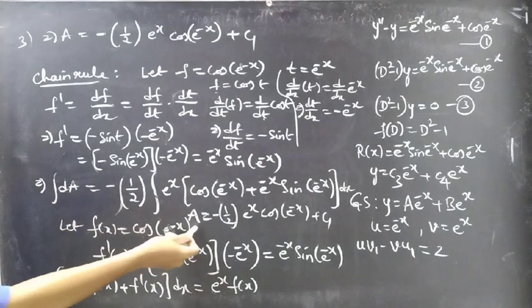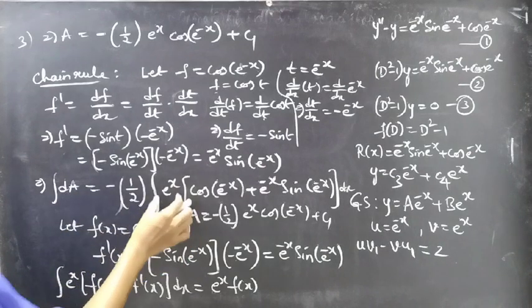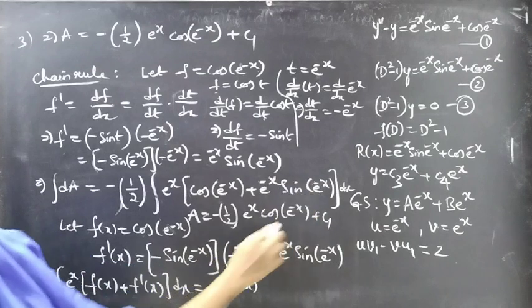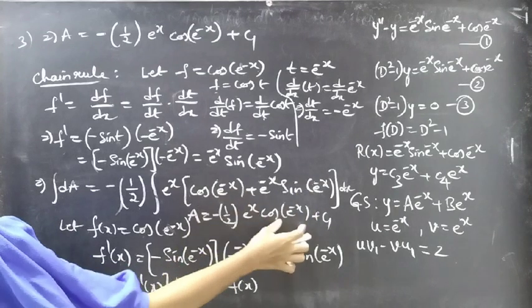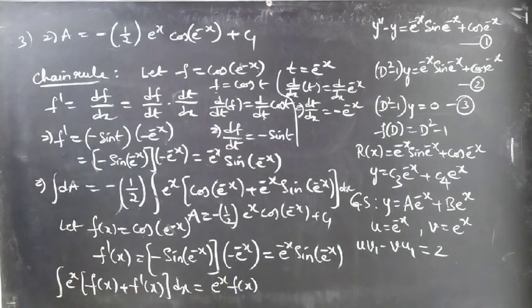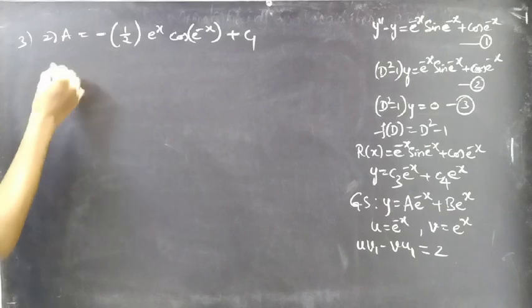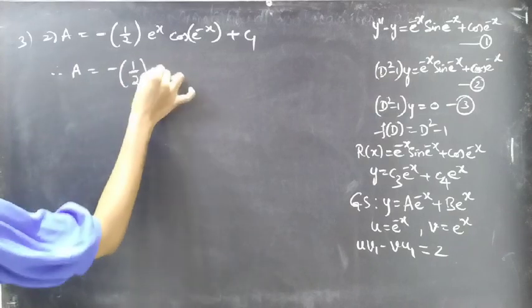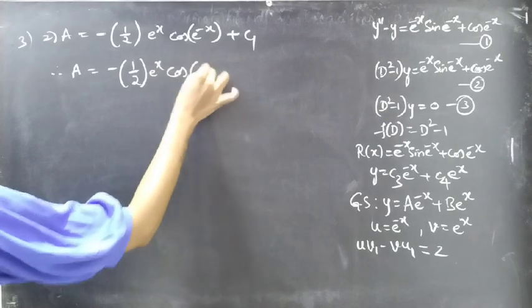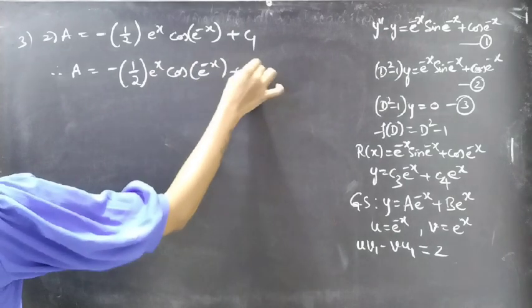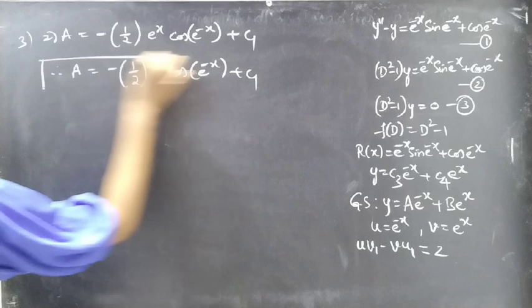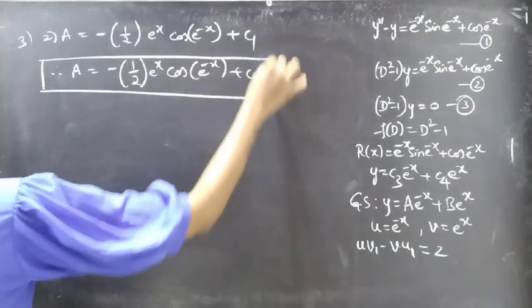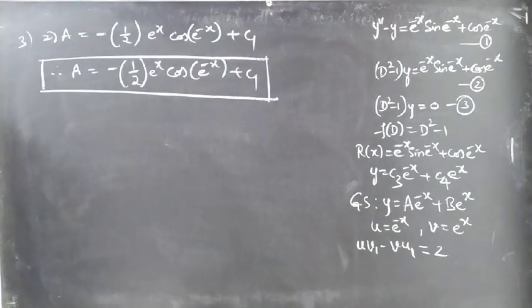We'll get a equal to minus 1 by 2 integral e power x f of x plus f dash of x is e power x f of x plus some integral constant, say c1, right? So we got a here. Therefore, a equal to minus 1 by 2 e power x cos e power minus x plus c1. We got a. Let's now find b dash and b.